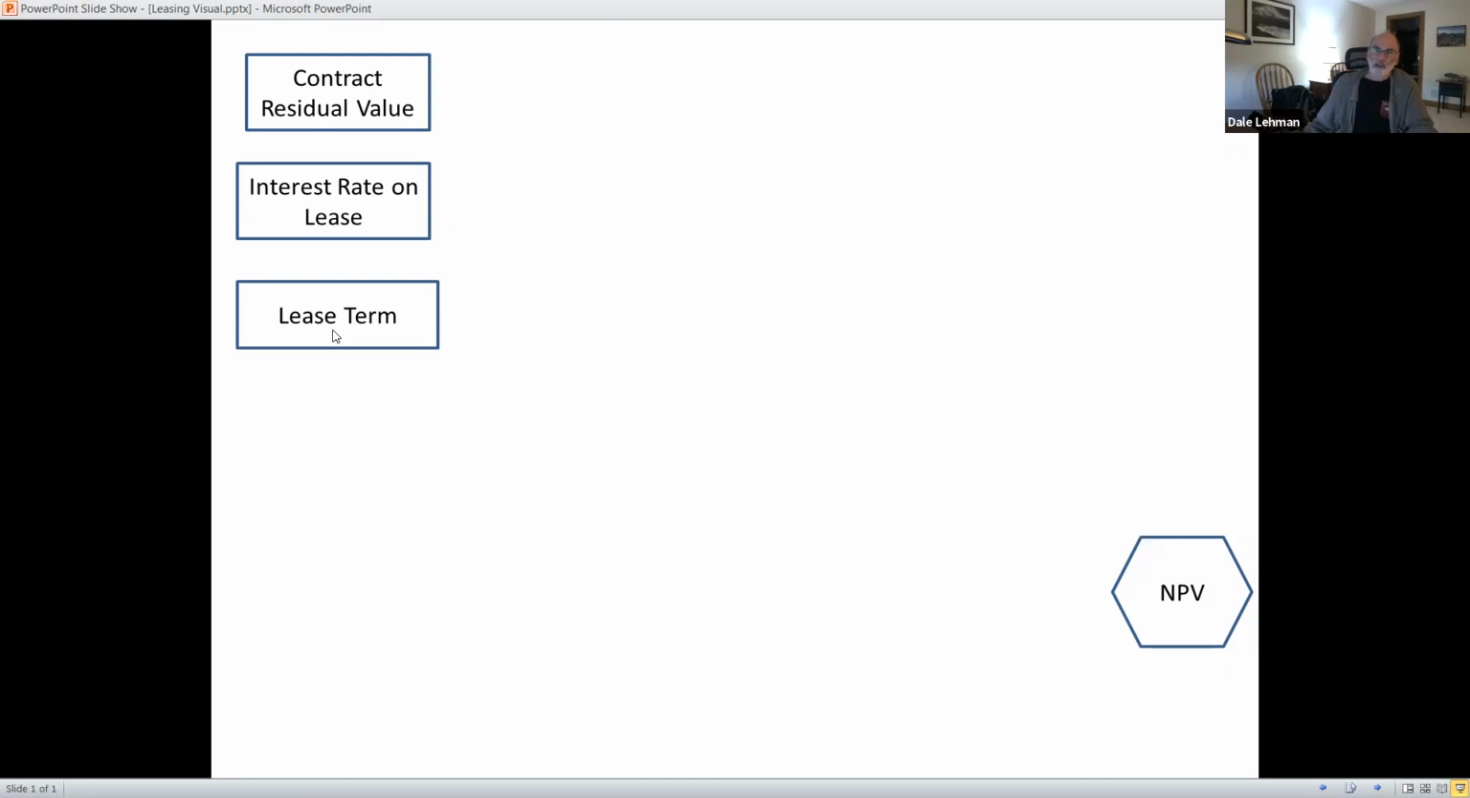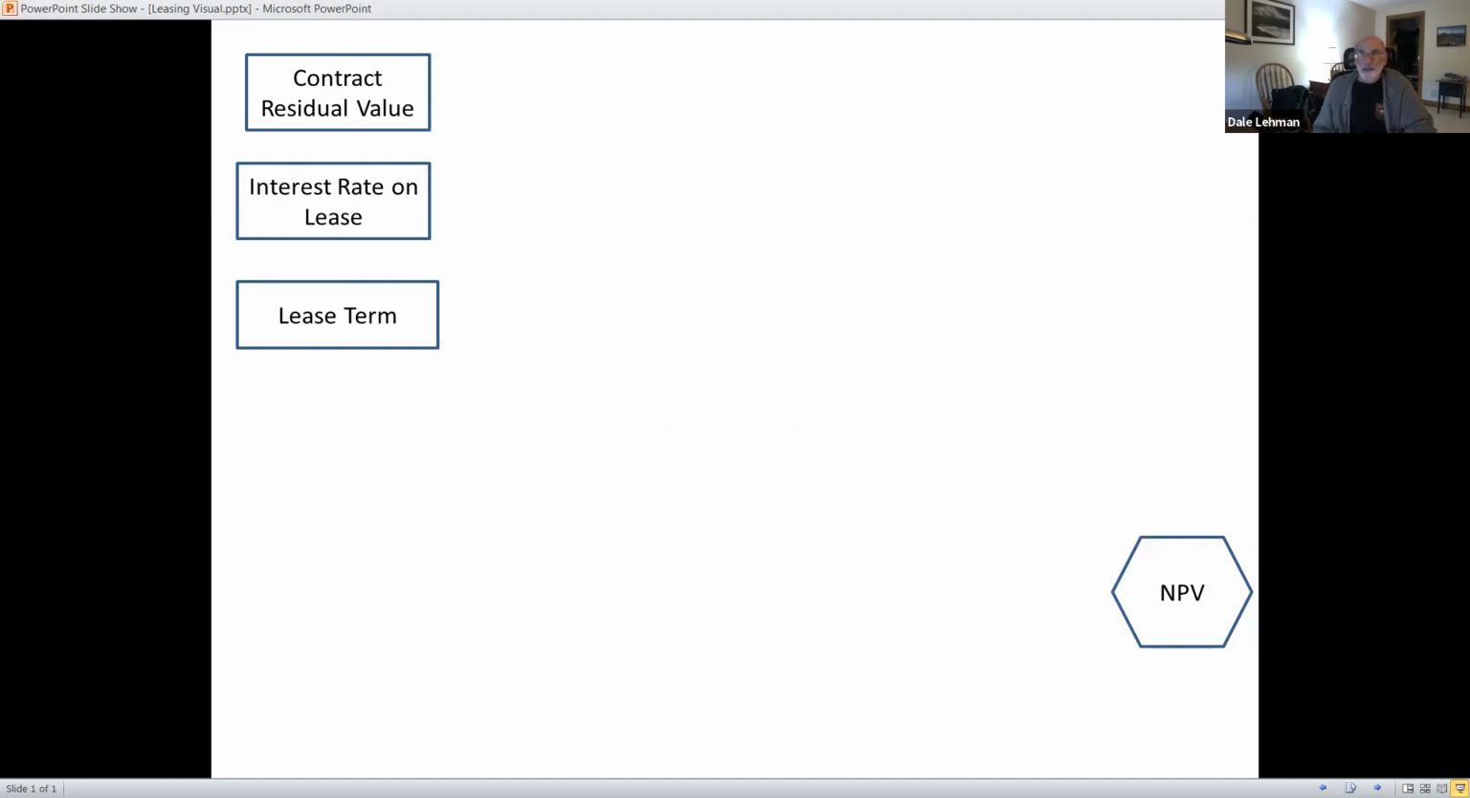How long is the lease term? What interest rate am I going to charge on the lease? And what is the contract residual value? The basic way a lease works is somebody leases the car for a period of time, agrees to pay a certain interest rate. At the end of that period, they have an option to either buy the car for its contract residual value or return the car and walk away and do something else. And you get the car if you're the leasing business.